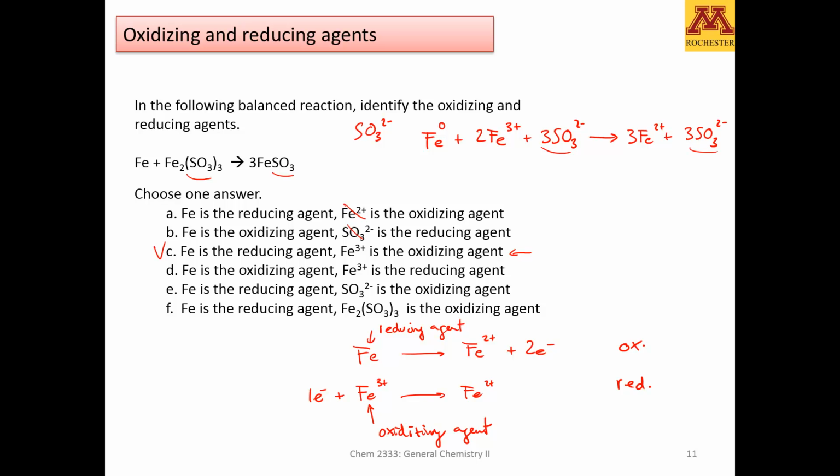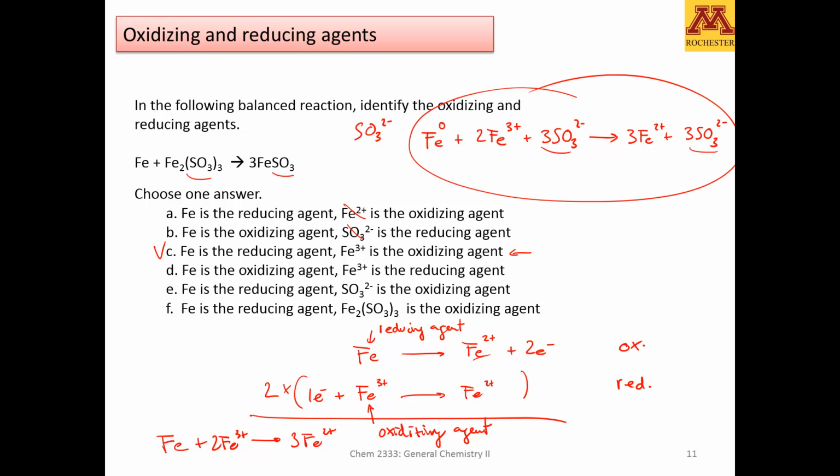Now let's try to balance this. Notice that this one needs to happen twice. If you add this all up, what you end up having is 1 iron and 2 iron 3+ to give 1 iron 2+ and 2, that's 3 iron 2+. So that's what we wrote here with the spectator ion.